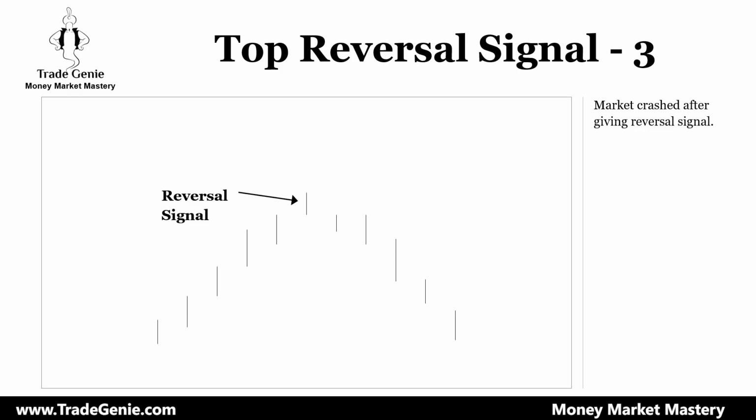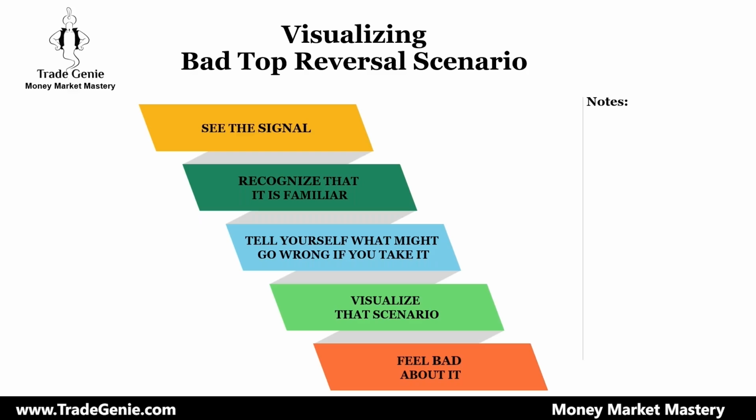It just goes up, sits there, twinkle, twinkle, and then it falls. A lot of things can happen also. I mean, the market can just, this is a reversal bar, but then the market goes in a sideways motion, up and down, and then finally it crashes. So that can happen. So this is another top reversal signal, the third one.